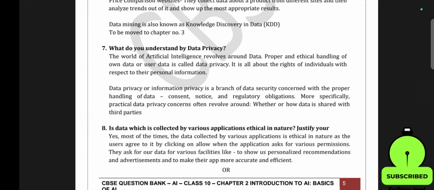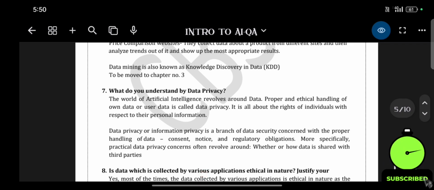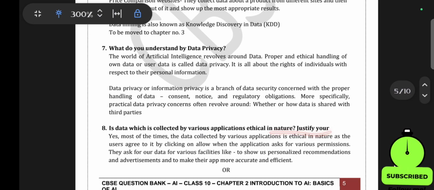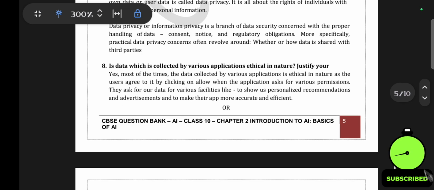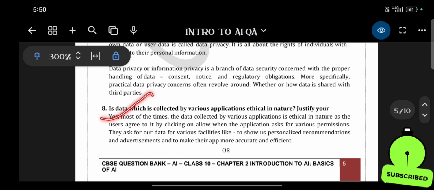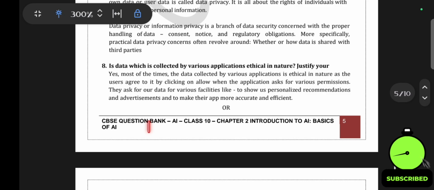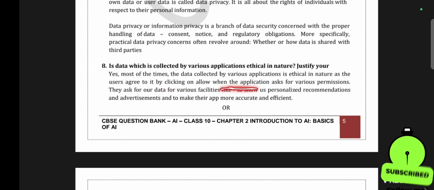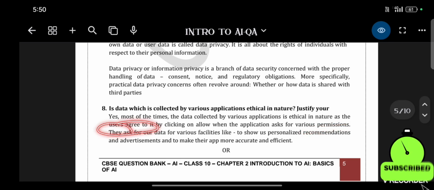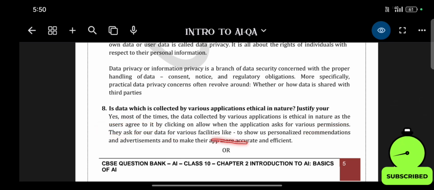Is data which is collected by various applications ethical in nature? Justify your answer. Yes, most of the time the data collected by various applications is ethical in nature, as the user agreed to it by clicking on allow when the application asks for various permissions. They ask for our data for various facilities like to show personalized recommendations and advertisements and to make their app more accurate and efficient.